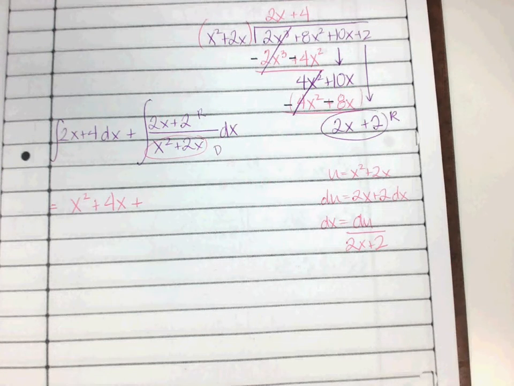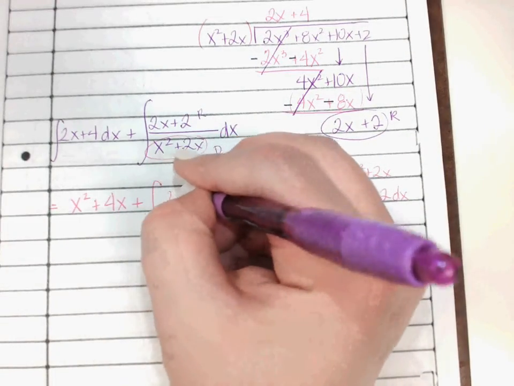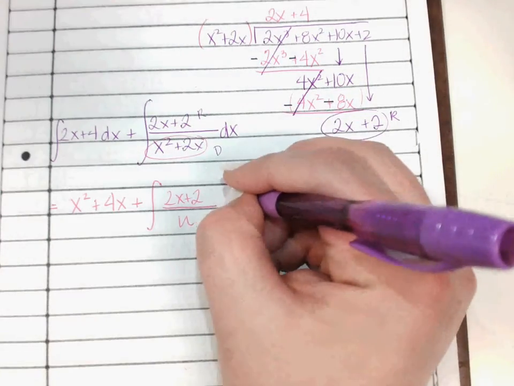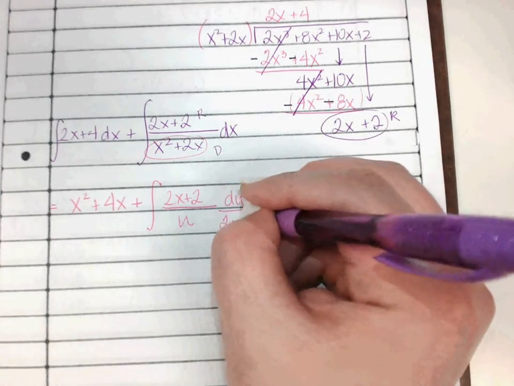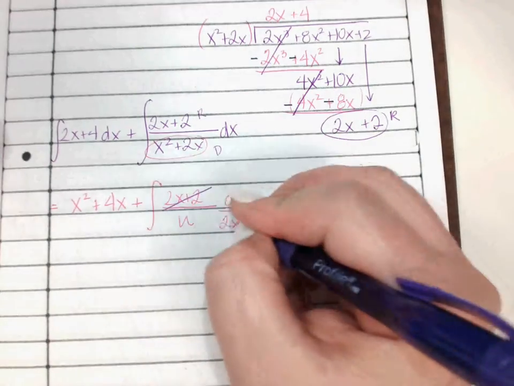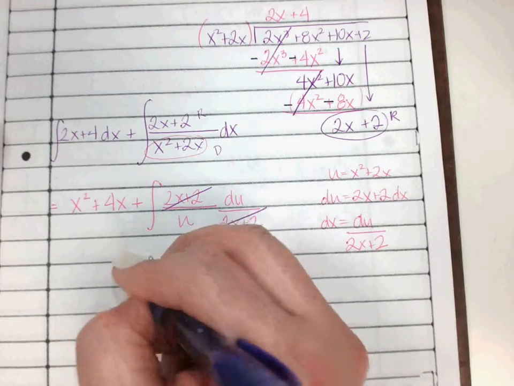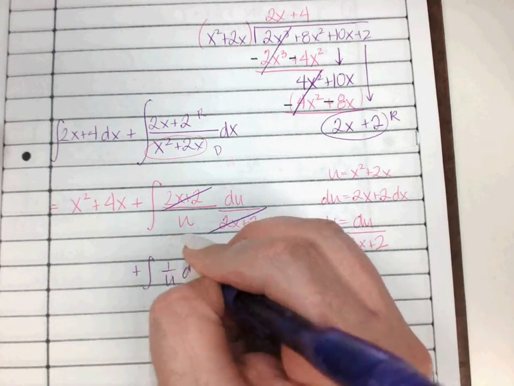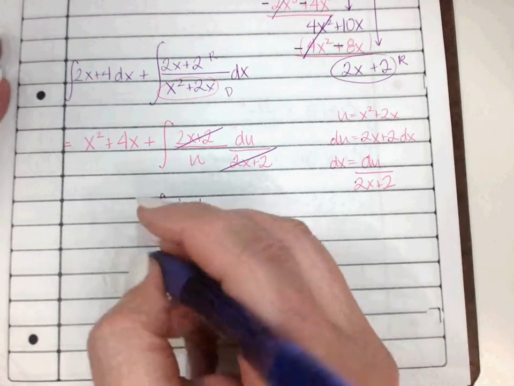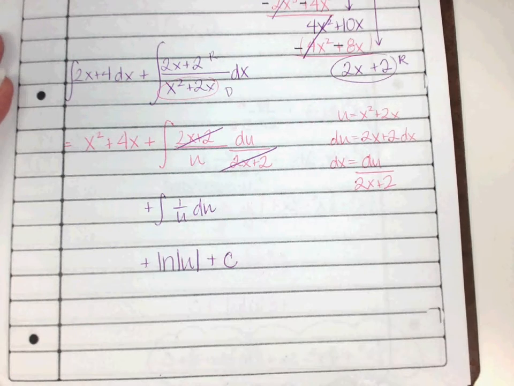And I come back to my integral. I'm going to rewrite it. I had a 2x plus 2 on top, I had a u on the bottom, and I had a du over 2x plus 2. What's going to happen there? Perfectly cancel out, nothing left over. So then this is really just the integral of 1 over u du. And we have a rule for that. What's the antiderivative? ln u, don't forget the absolute value bars, plus c.